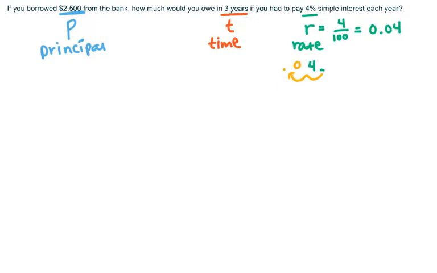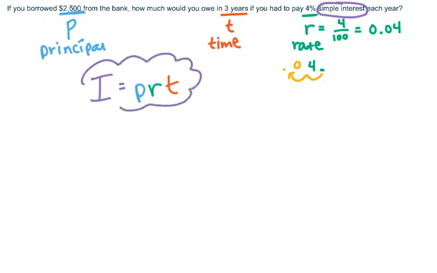All right, so interest, this is for simple interest only. You can calculate your interest by multiplying your principal times your rate times your time. Principal times rate times time. It doesn't matter what order it's in, but I just always write I equals PRT. So this is your go-to to calculate the interest. Now, we have to realize that they want to know the total, right?